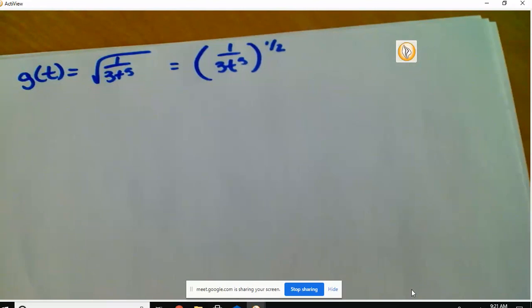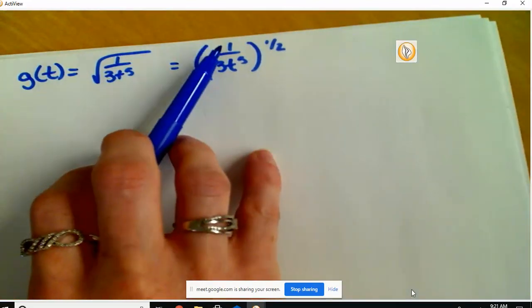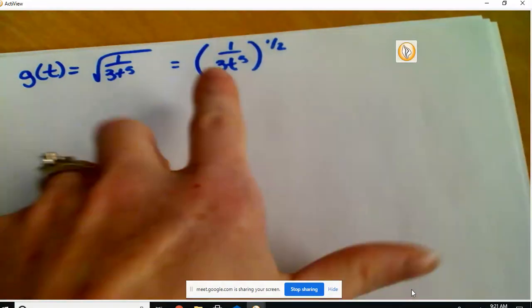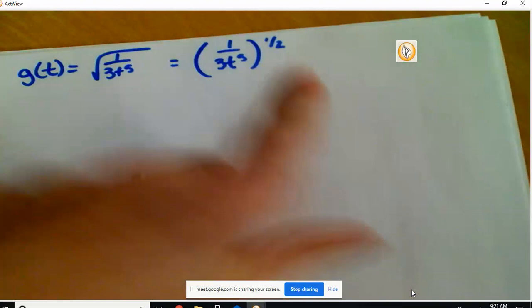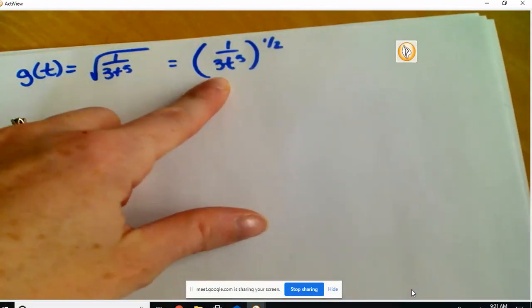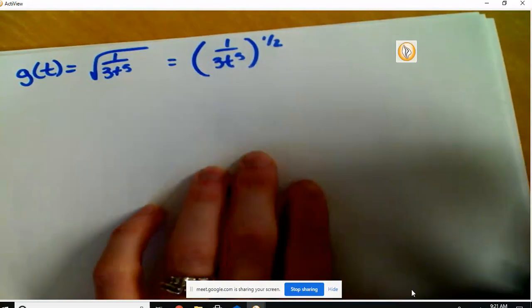Then there are several ways you could begin this problem. You could do the top to the 1/2 and the bottom to the 1/2 and rewrite it like that. You could keep it this way. You could do 1 times the bottom to the negative 1/2 power. So any of those work. I don't remember which way I did it on my key. I think I rewrote it as a negative. You guys okay with that?